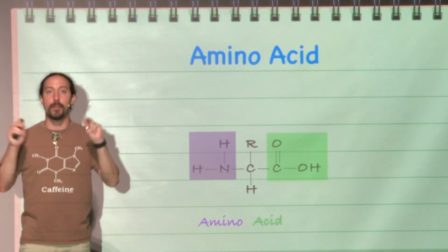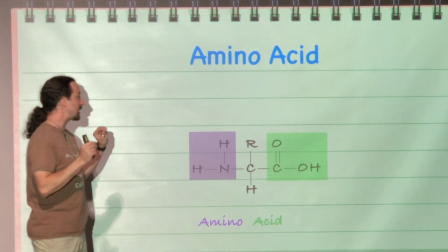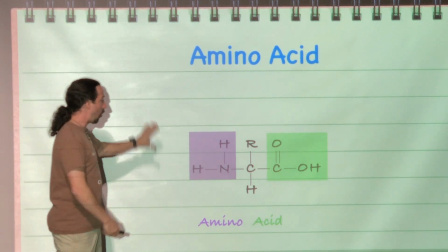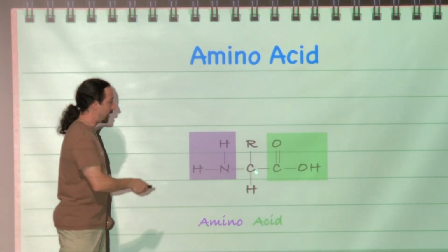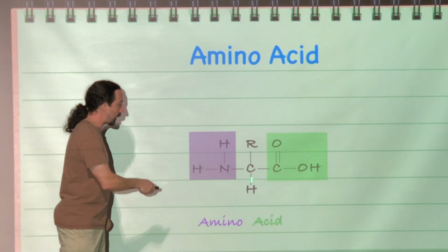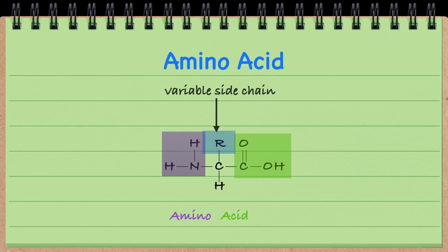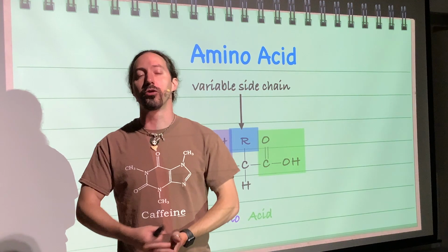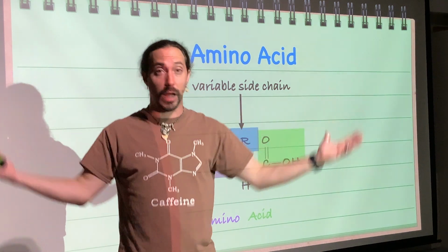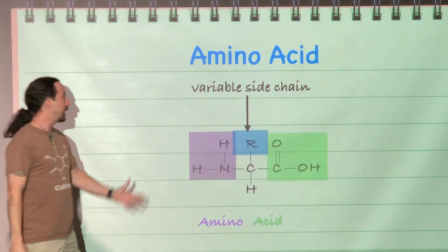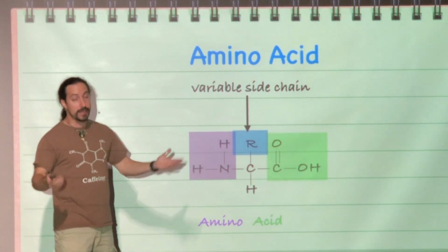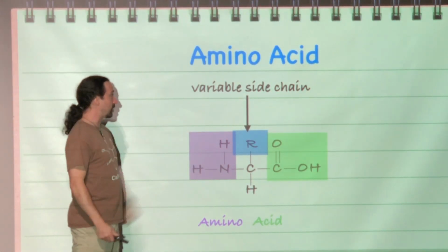And every amino acid follows this specific structure. They all have an amine group on one side, a carboxyl group on the other side, a central carbon bonded to a hydrogen, and in the center, they have this variable side chain. That is called the R group. And the R group could be a lot of different things. There are 20 different amino acids, and that means there are 20 different variable side chains.